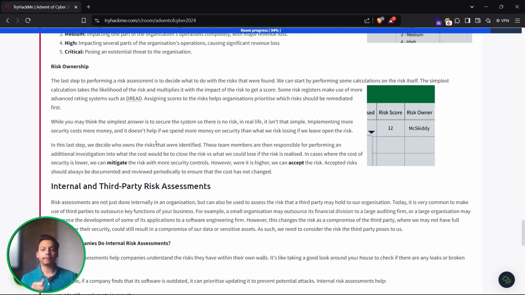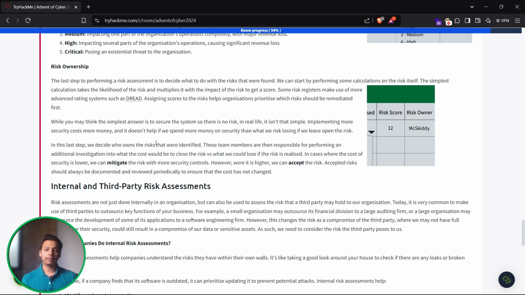Who takes the risk ownership? The last step of performing risk assessment is to decide what to do with the risk which we have found. We can start performing some calculation on the risk itself. The simple calculation takes the likelihood of the risk and multiplies it by the impact of the risk. Some risk registers make use of more advanced systems. So assigning scores to the risks helps the organization prioritize which risks should be remediated.